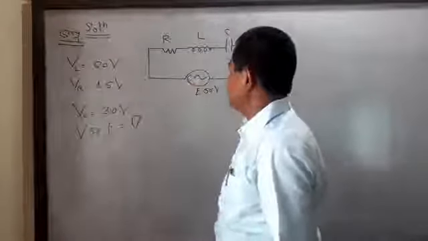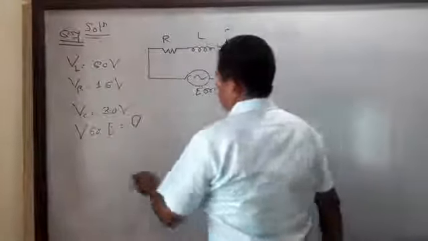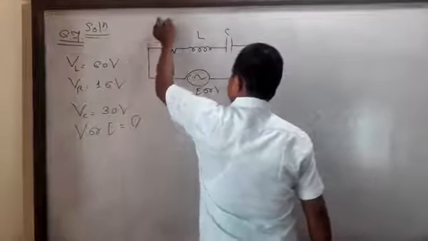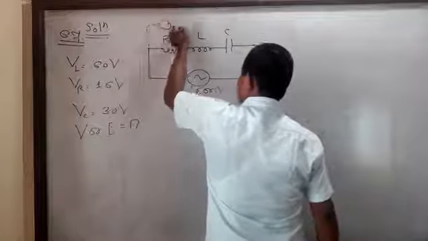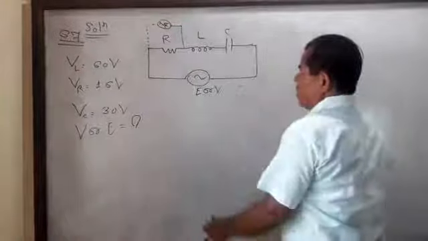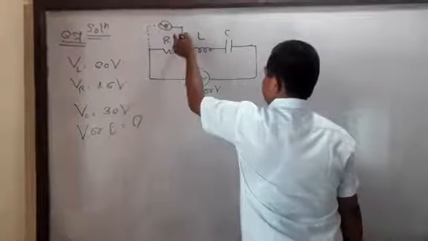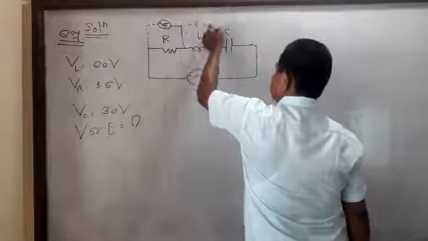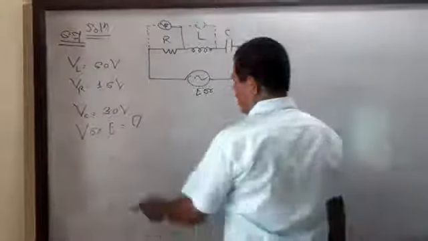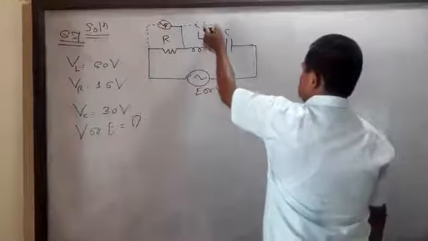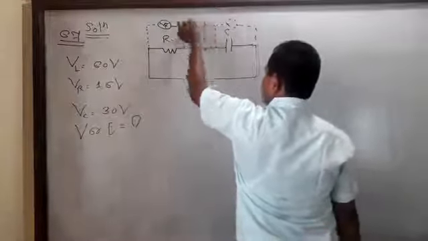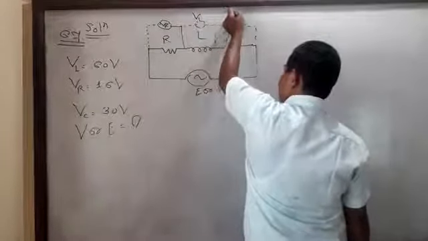A voltmeter reads 16 volt across the resistor, meaning when the voltmeter is connected to the resistor, it reads 16 volt. This is VR. When the voltmeter is connected across the inductor, it reads 60 volt. And when it is connected across the capacitor, it reads 30 volt. This is VR, this is VL, this is VC.